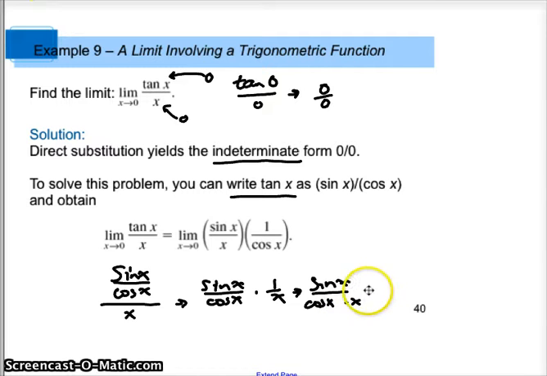But multiplication can be done in any order, so I'm going to be a little sneaky here and put the x first and then the cosine x second, because I can break up this fraction.